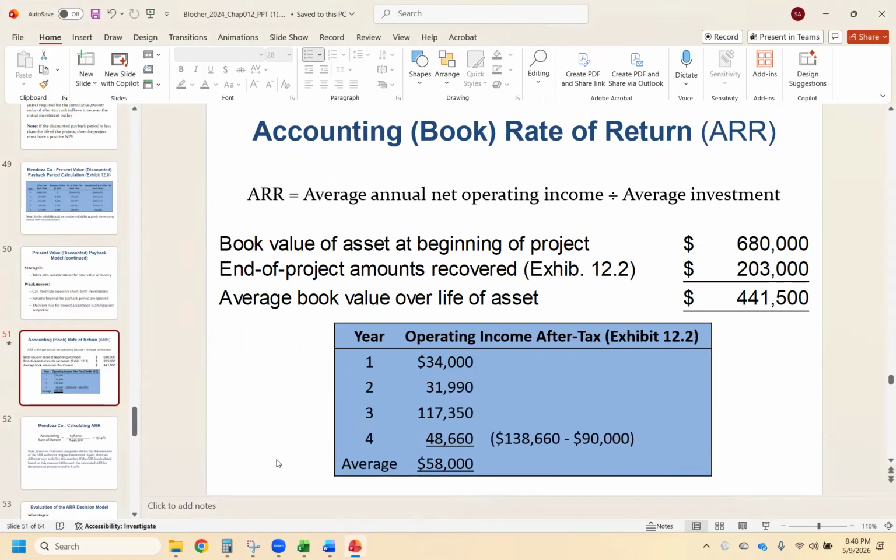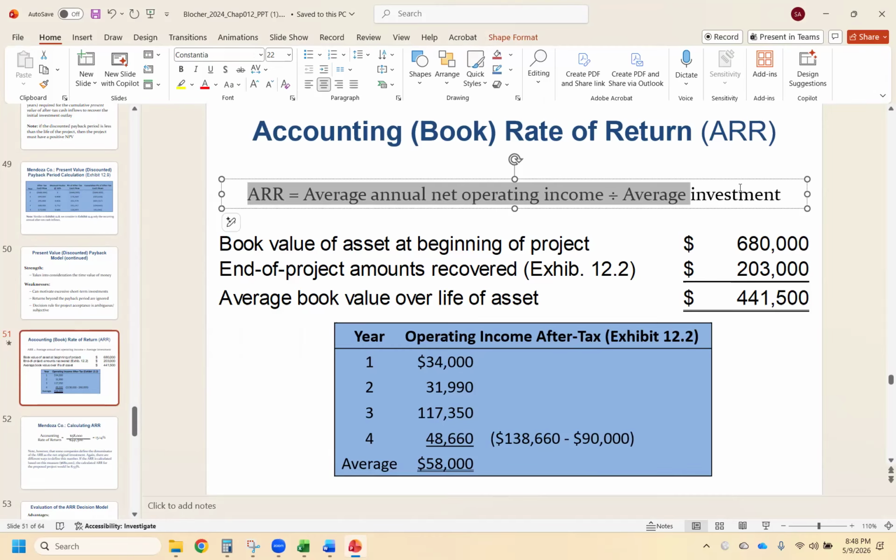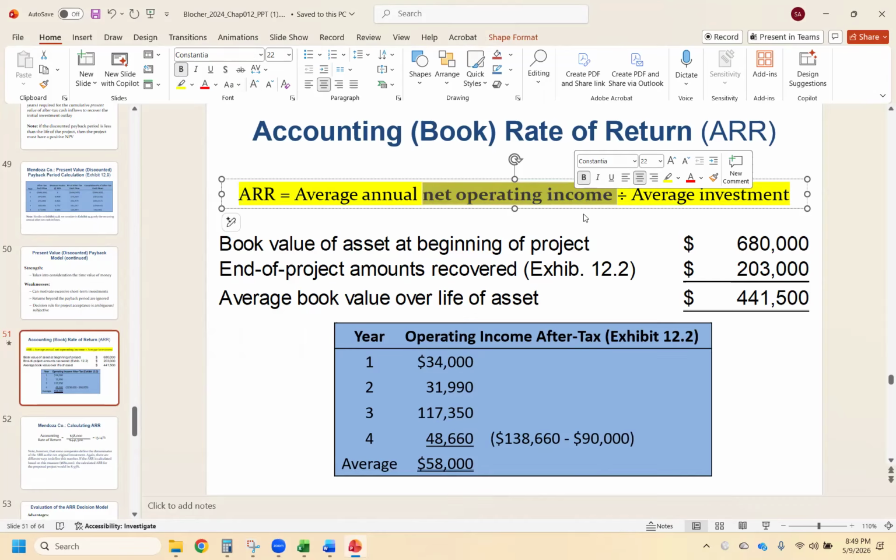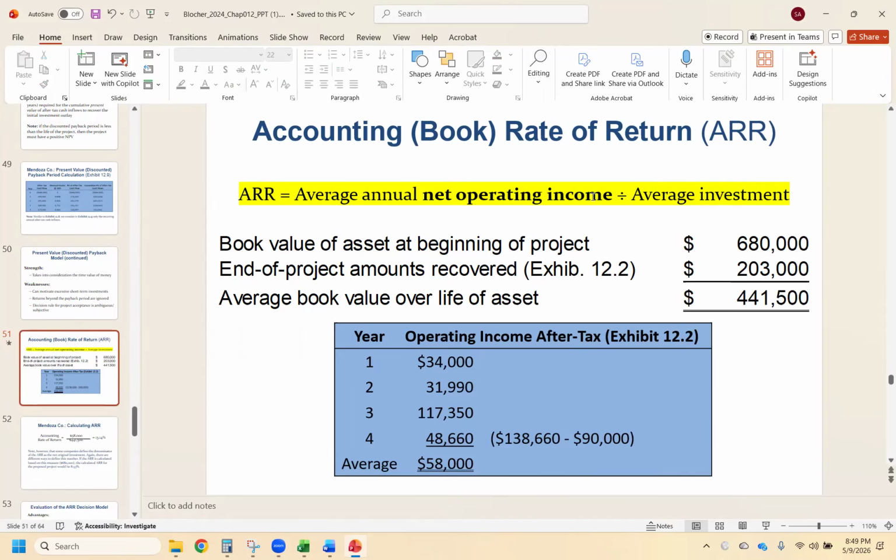Okay, accounting book rate of return, or just accounting rate of return, ARR. This one, you actually don't use the cash flows. So in all the other calculations, the net present value and the IRR and the payback period, you're using cash flows. Accounting rate of return uses net income. So you see here, net operating income. So you take your operating income and divide it by the amount of the investment.